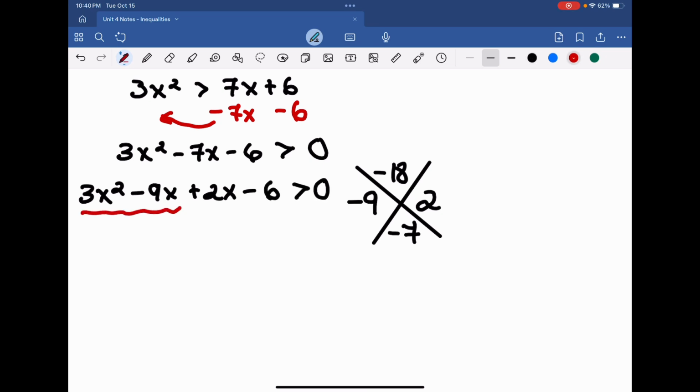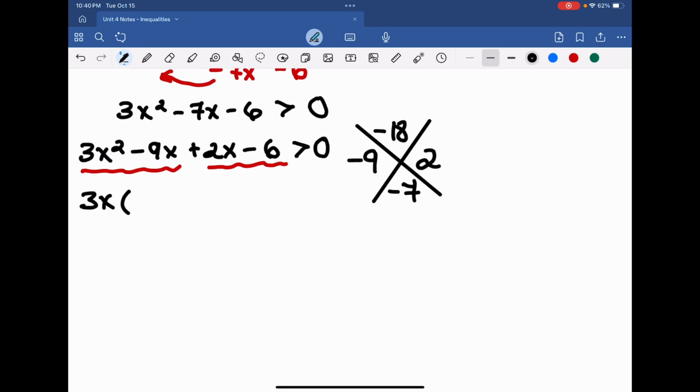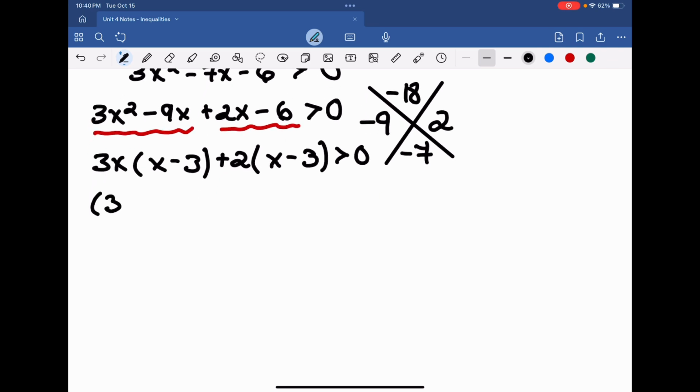We factor by grouping from chapter 0. We're going to remove out 3x, which leaves us with x minus 3, plus 2, which can factor out of the second grouping, leaving us with x minus 3, and this is all greater than 0. We take our outside terms of 3x plus 2 and pair them with our common binomial, x minus 3, which is greater than 0.